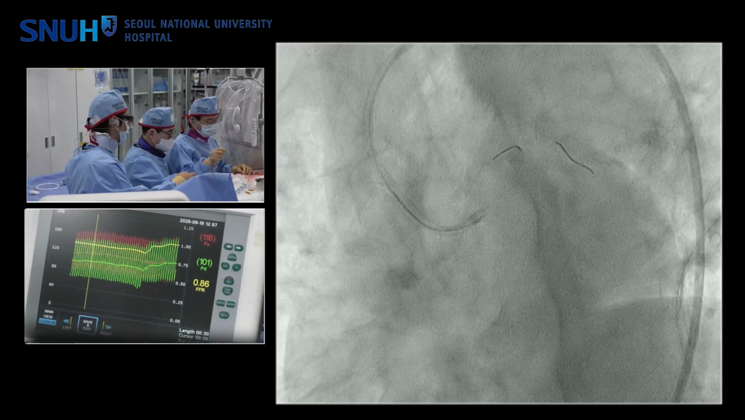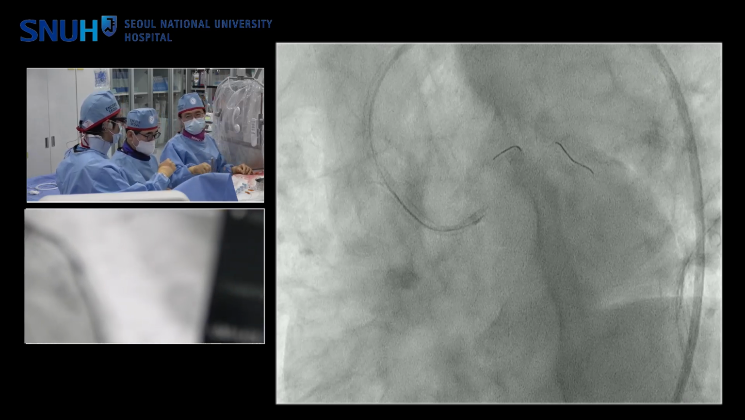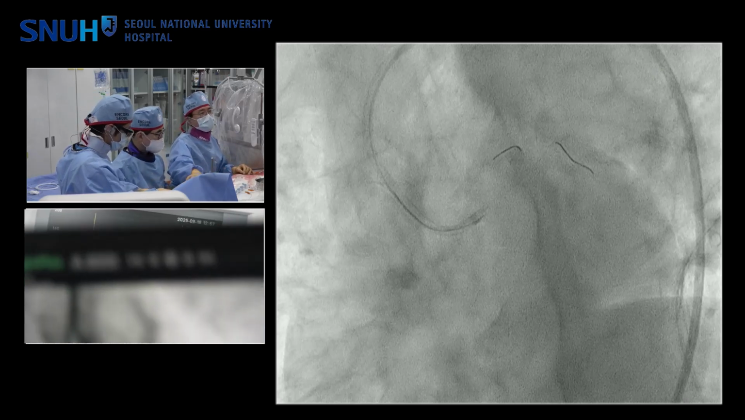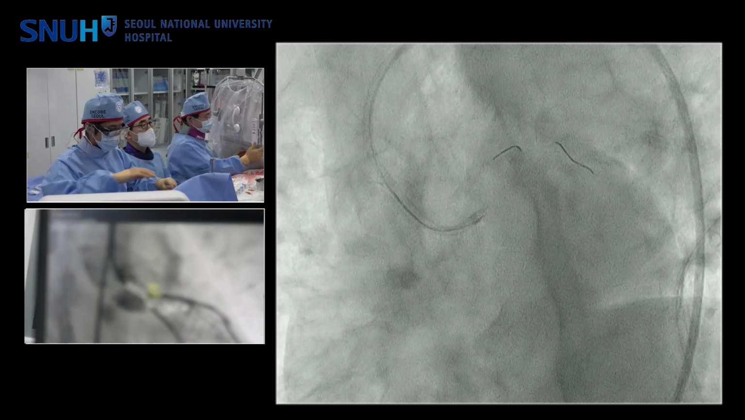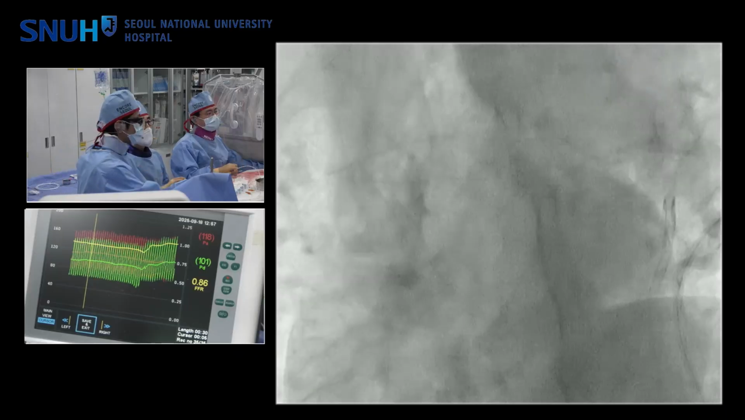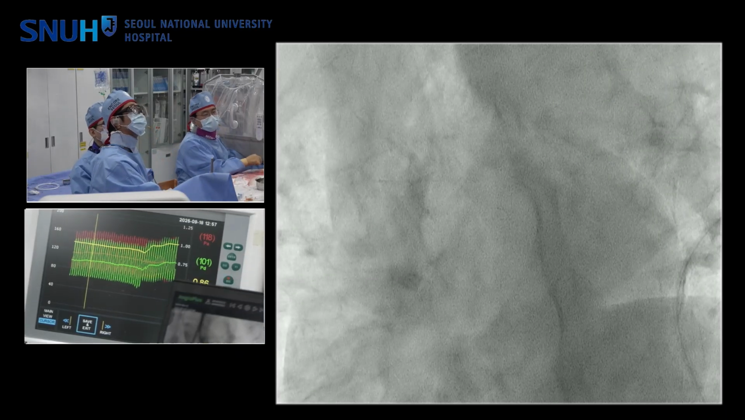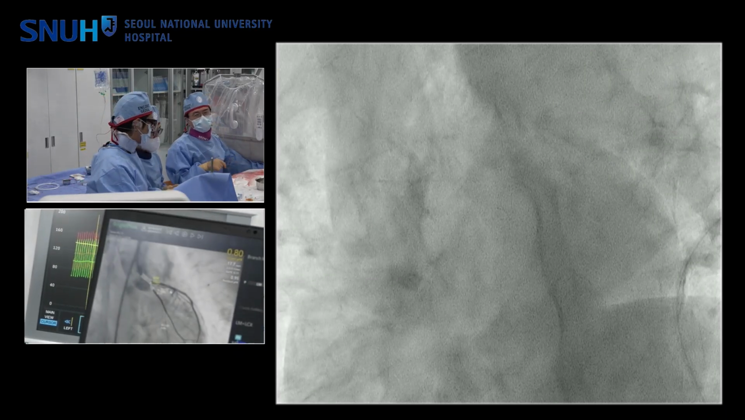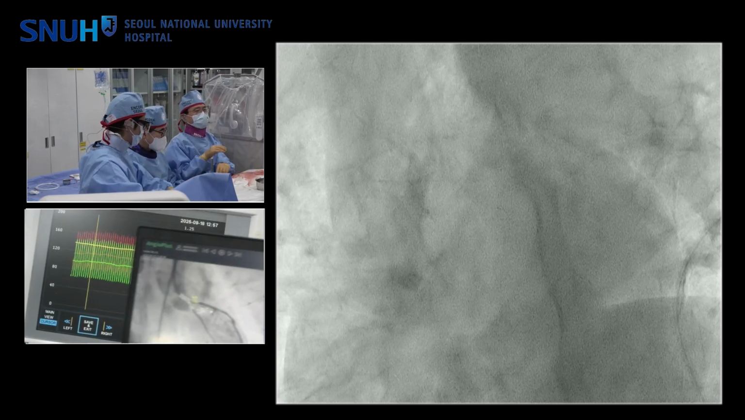So will you check the IVUS for LAD? No, we already pulled the wire. We are going to move on to RCA. Okay, go ahead. Meanwhile, are we going to check the left main ostium by IVUS? And additionally, okay, I think we should.